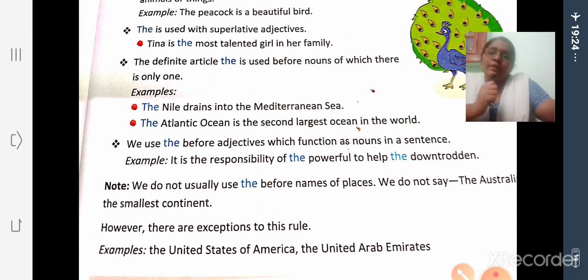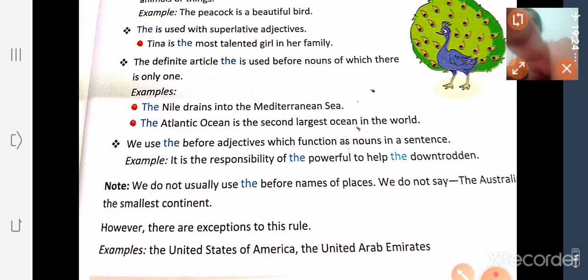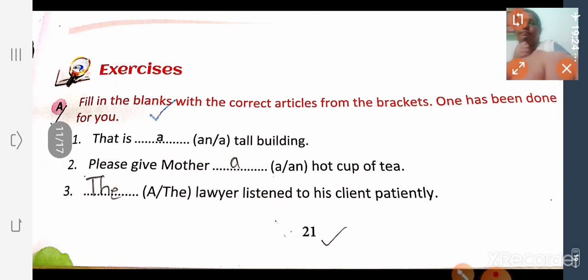Okay, so shall we do the exercises? Page number 21, Exercise A: fill in the blanks with the correct articles from the brackets. One has been done for you. Here you will get all answers, because this book belongs to last year's student. That is why he has written all the answers here. That will be very easy for you. You don't have to strain to find answers.